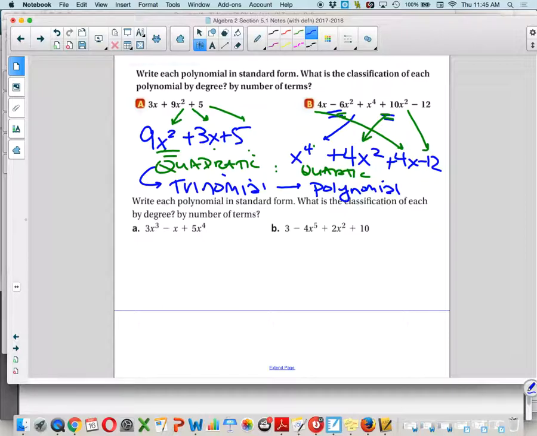Go ahead, if you would, and this time, just double check. I'll give you enough time to write it down, answer the questions, and then check your answers.